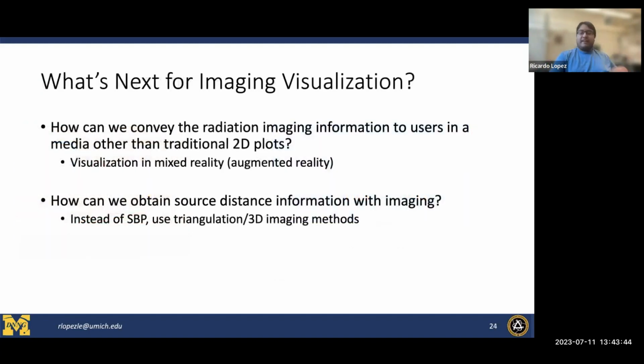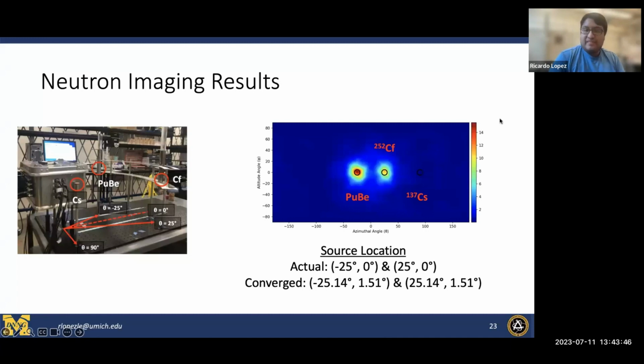Now, I'll go back real quick. These images that you see here, these simple vector images, are great and fine for presentations like in this case, or for publications where you're essentially limited by default to this kind of 2D media, where you have to represent or visualize this imaging information in 2D.